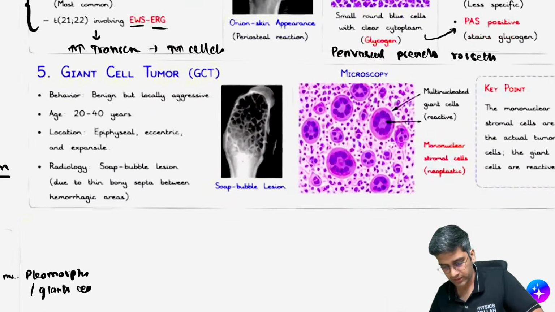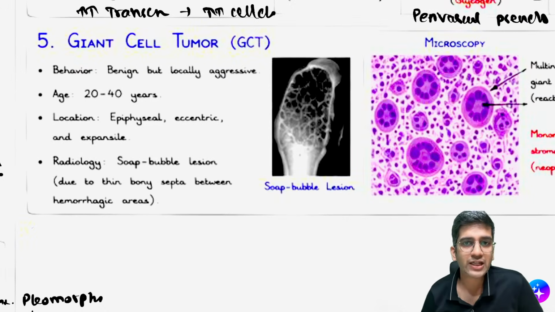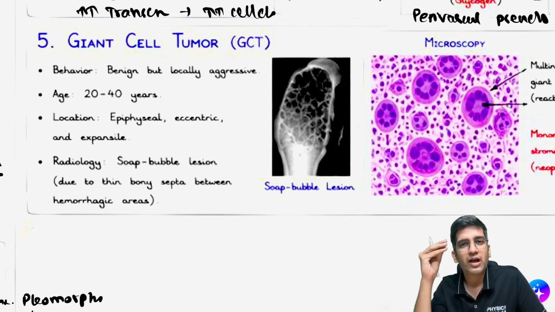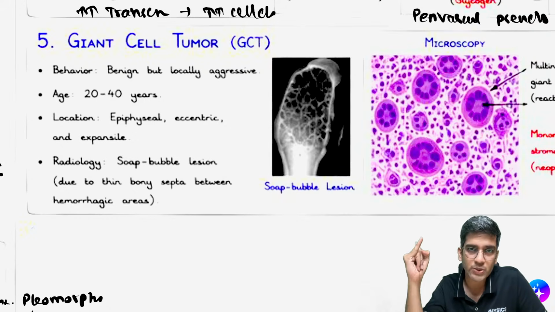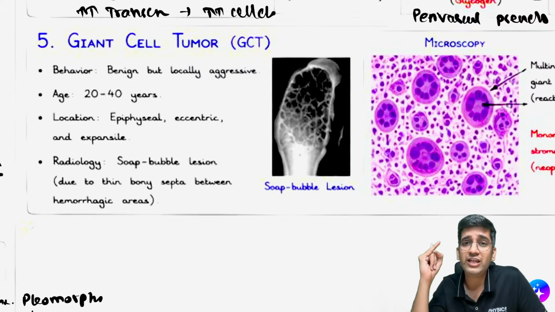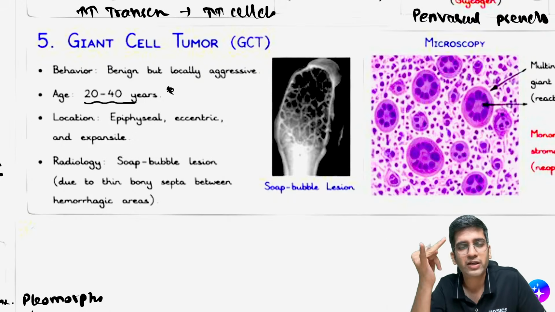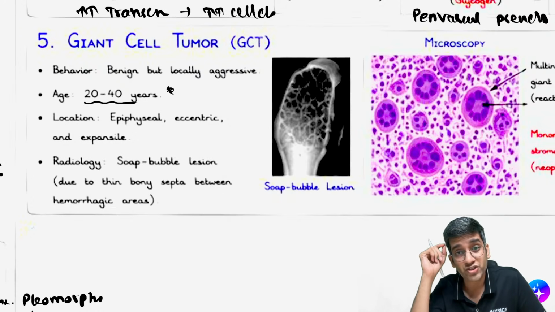Let's come to GCT. GCT is again a tumor which does not have a classical origin, undifferentiated cells, mesenchymal stem cells. GCT is a benign tumor, but I do have a malignant counterpart as well. But they are benign, very, very locally aggressive. Fine. So the average age is 20 to 40 years. Important, because osteosarcoma, Ewing sarcoma, most of them are seen in the first and second decade. This is seen from the second to fourth decade. You might miss it.